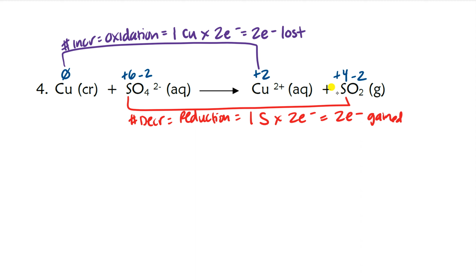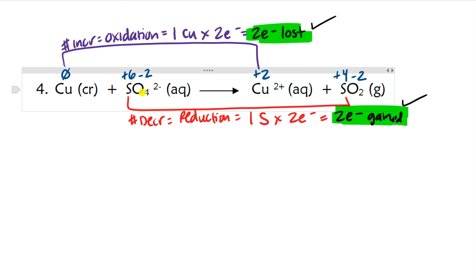Now, next step, balance the electrons. Compare your loss to your gain. I have 2 lost, I have 2 gained. Oh boy, they're already balanced. Check, check. I don't need to do anything with those coefficients, just leave them as they are. We're good. Next step, balance your oxygens.